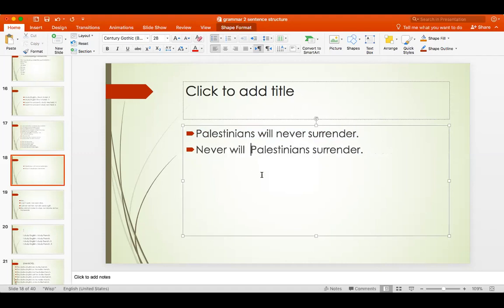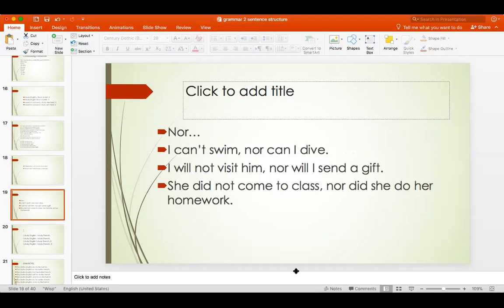So it becomes, never will Palestinians surrender. This is more emphatic. And some people say never ever. So if you hide never, it's like a question. Will Palestinians surrender? But with no question mark. So I can't swim, nor can I dive. In nor, there must always be negative in the first clause. I can't swim, nor can I dive. I will not visit him, nor will I send a gift. She didn't come to class, nor did she do her homework.